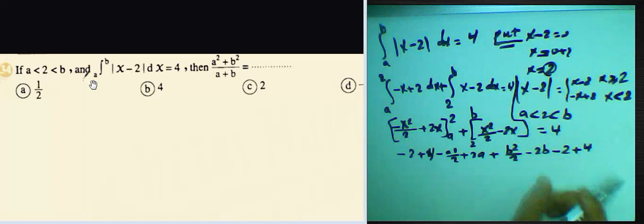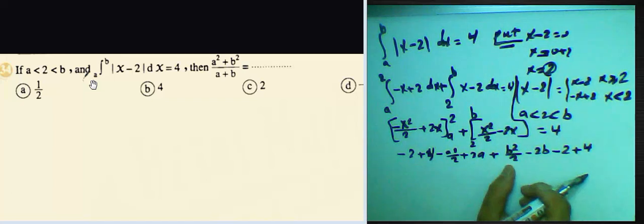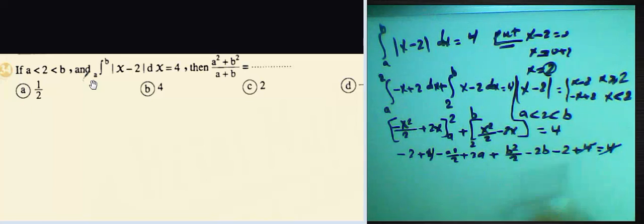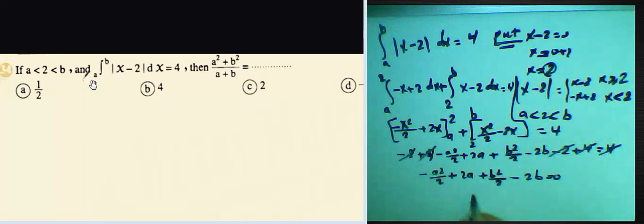Okay, so the result will be half b power 2, minus 2b, plus 2, and the result will be equal to 4. We can cancel 4 by 4 and simplify it. 4 minus 2 equals 2, minus 2, we can cancel them. Then negative a power 2 over 2 plus 2a plus b power 2 over 2, subtract 2b equals 0. Multiplying by 2, then negative a power 2 plus b power 2 plus 4a, subtract 4b equals 0.